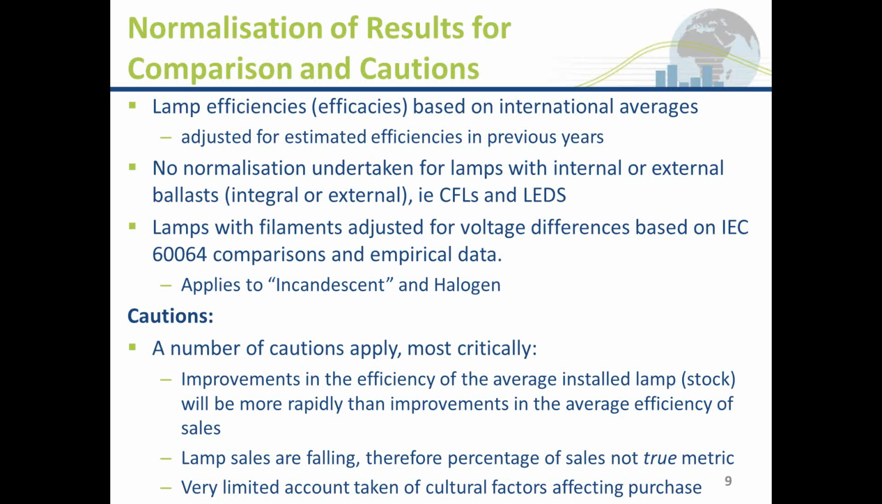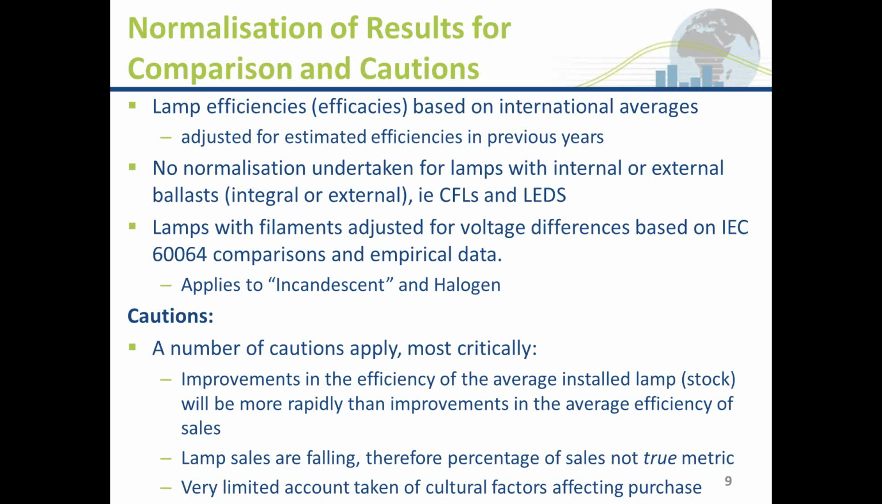We have that data by size, light output, stroke wattage, so we can break that down in detail. But it is looking at instantaneous sales in a particular year. It's likely that the efficiency of products installed is changing at a faster rate. So if sales are going up by maybe 5% efficiency improvement, stock is probably going up faster than that. It's related to the lifetime of the lamps and newer ones lasting longer than traditional lamps.